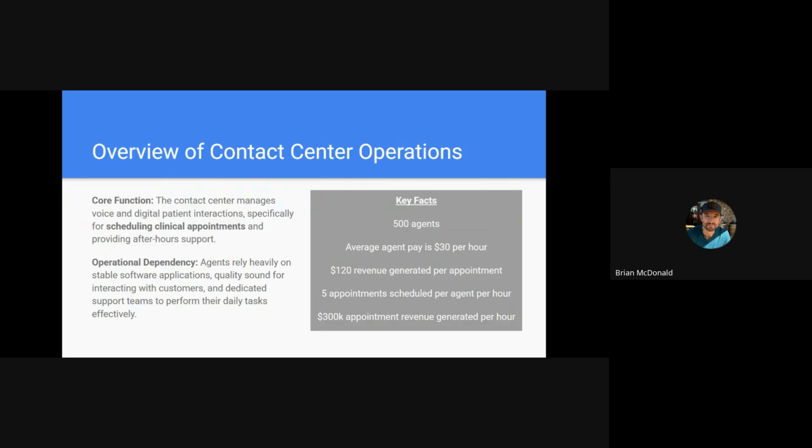Typically, an agent could schedule about 5 appointments per hour. And that all comes to about $300,000 in appointment revenue generation per hour for the contact center. So definitely a lot of revenue generation for this team.